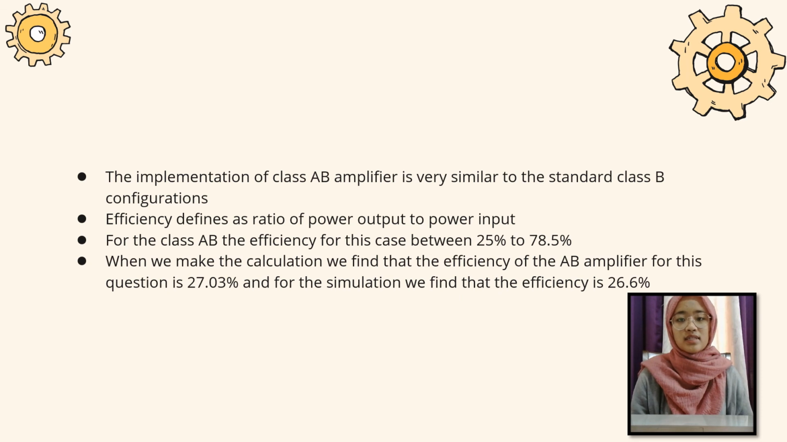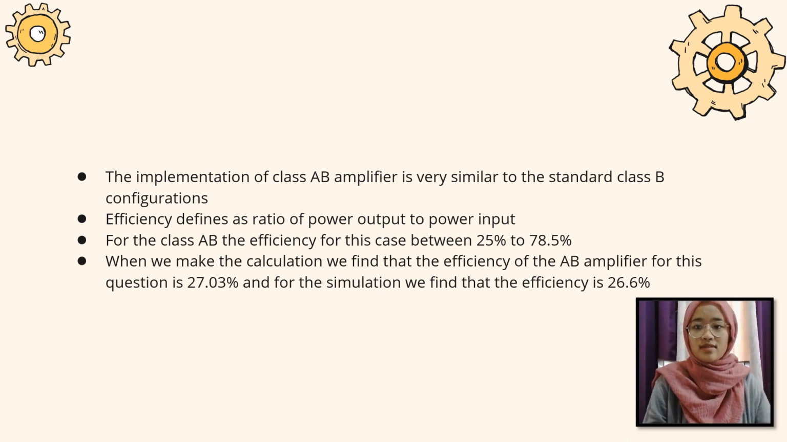The effectiveness of an amplifier is measured by its efficiency. Efficiency is defined as the ratio of power output to power input. For class AB, the efficiency in this case is between 25% to 78.5%. When we make the calculation, we find that the efficiency for this question is 27.03%, and from the simulation we get 26.63%. These answers are approaching each other.